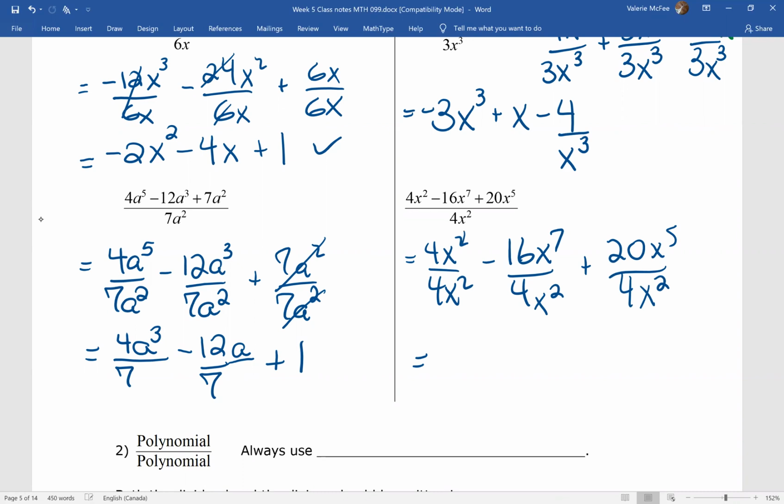Four x squared divided by 4x squared is 1. Minus 4x to the power of 5 plus 5x cubed.